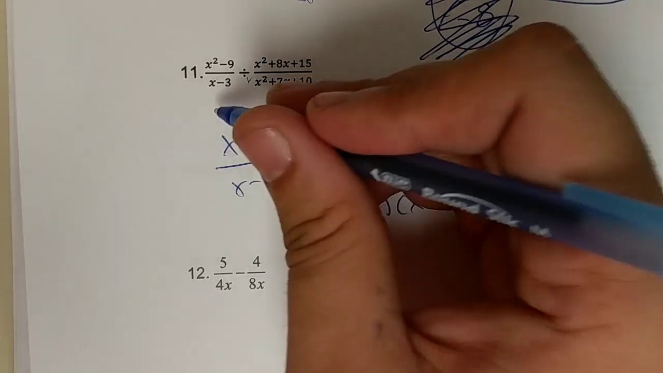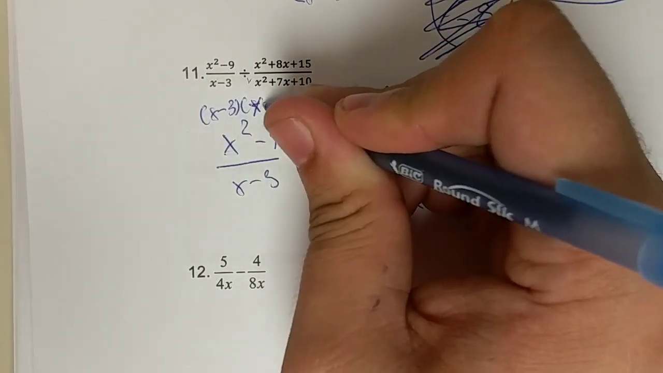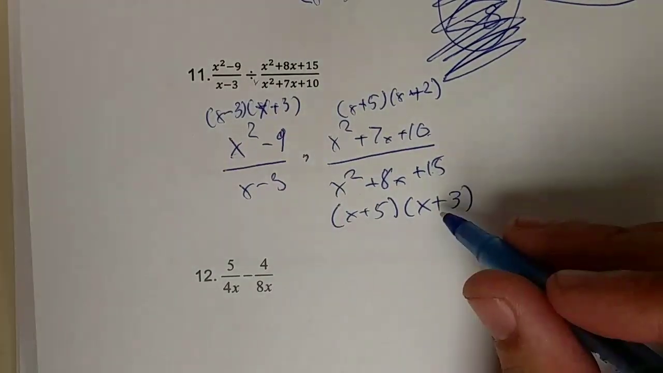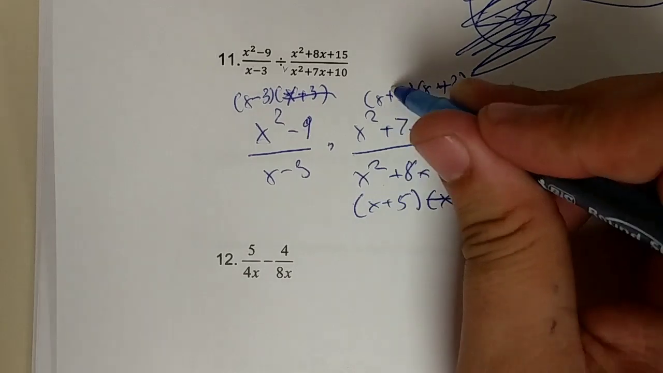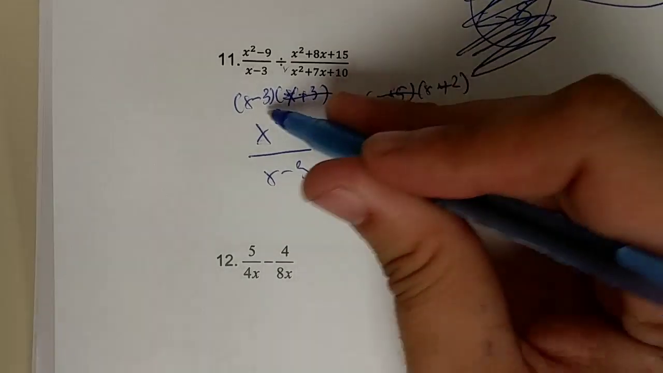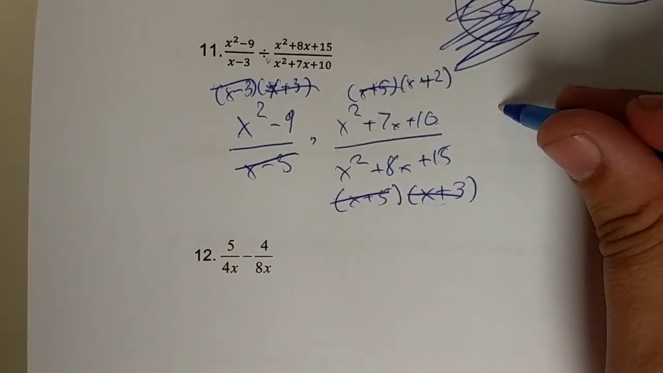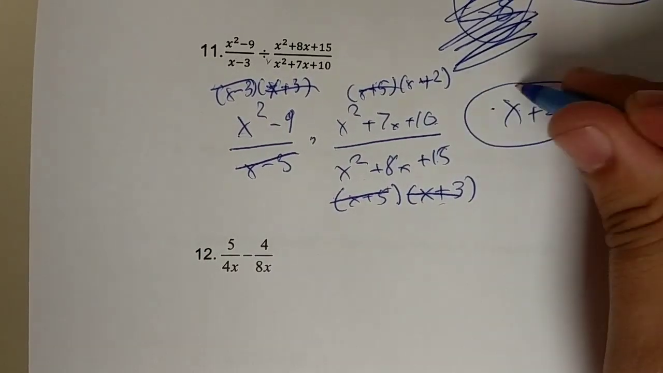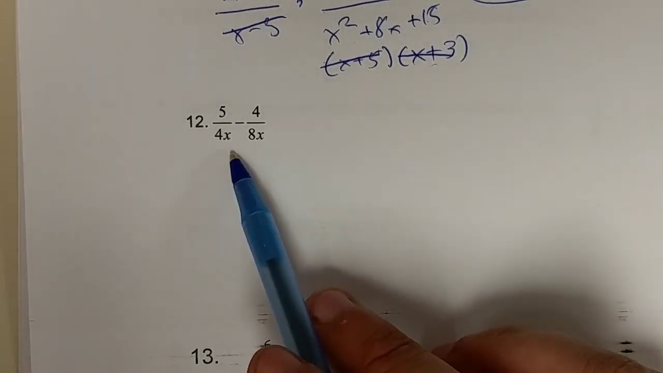X squared minus 9 can be simplified to x minus 3, x plus 3, because they're both perfect squares. X plus 3, cross those out. X plus 5, cross those out. X minus 3, cross those out. The last thing you're left with is x plus 2 on the top right. X plus 2. Whew. Next one, we need common denominators.